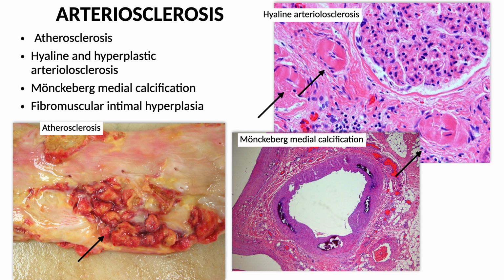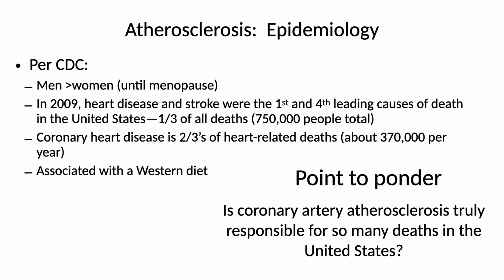The bottom right is Monckeberg medial calcification. This is something that occurs mostly in older men, of which I now am. It occurs in the forearms usually, and it's in the media. It doesn't usually cause obstruction or any clinical problems. So the main thing we're talking about with arteriosclerosis is atherosclerosis, and then we'll talk about hypertension and, obviously, hyaline and hyperplastic arteriosclerosis.